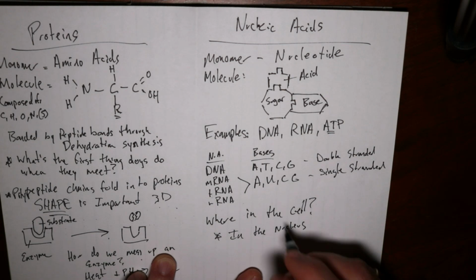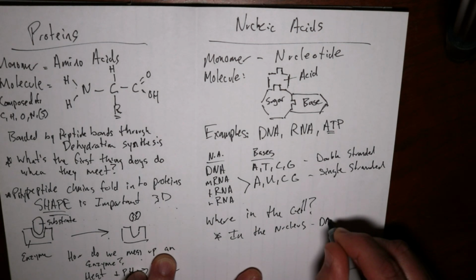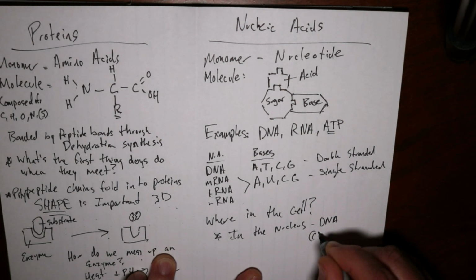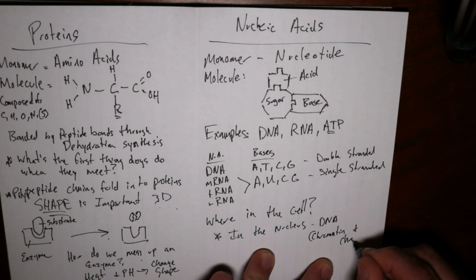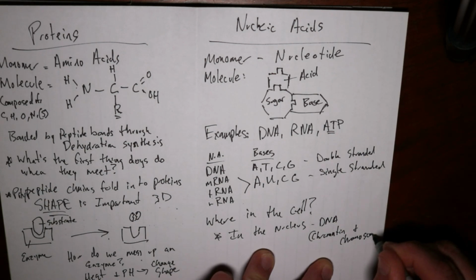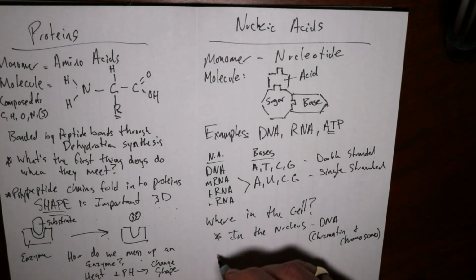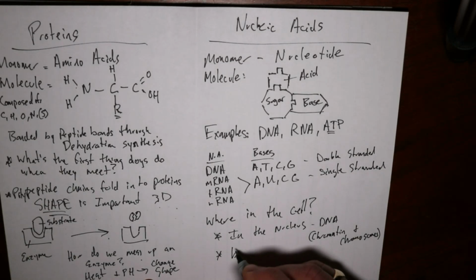Right? So what's in the nucleus? DNA. And then in parentheses write chromatin and chromosomes. Where else are they located? They're in the ribosomes.